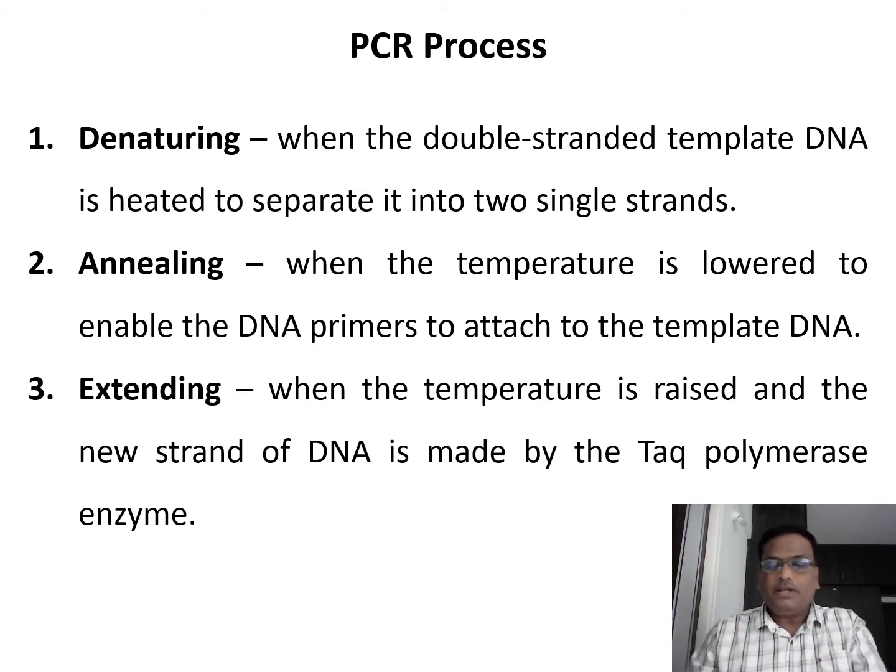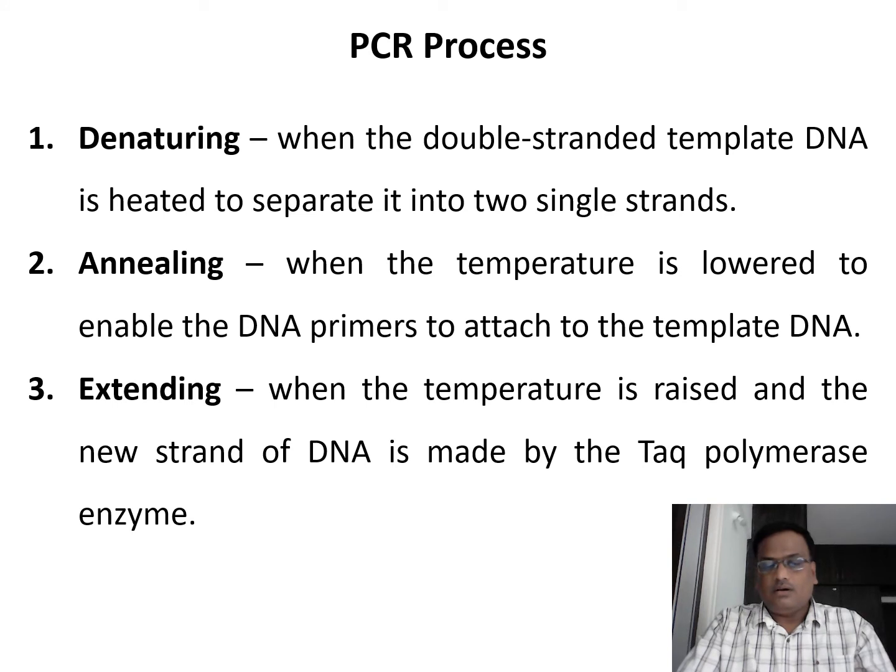Again, the temperature cycle is changed, right? In the next cycle, the same is repeated. But the only thing is, in the next cycle there is doubling, say from 2 to 4. And after that, again, the cycle is repeated. Now we will have 8 copies. So you are going to repeat this until you get the required number of DNA copies.